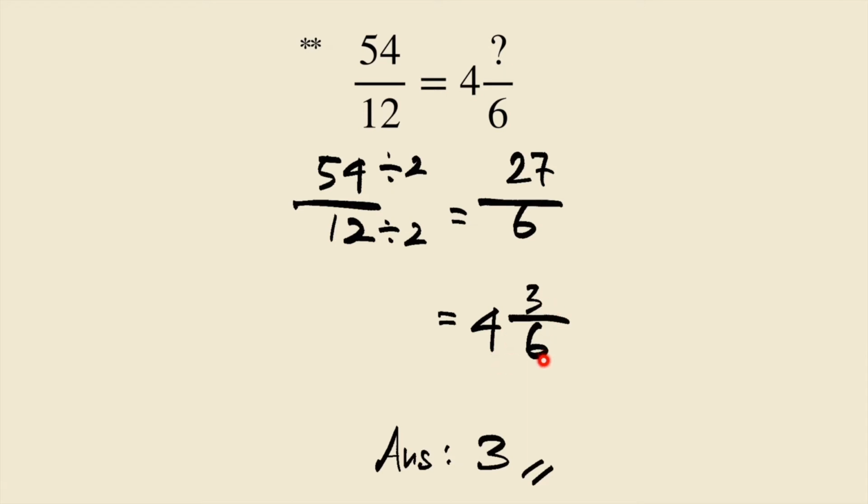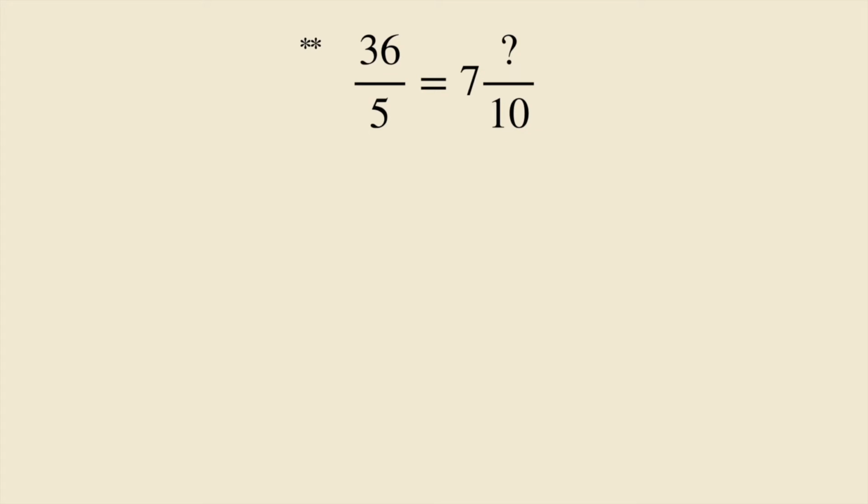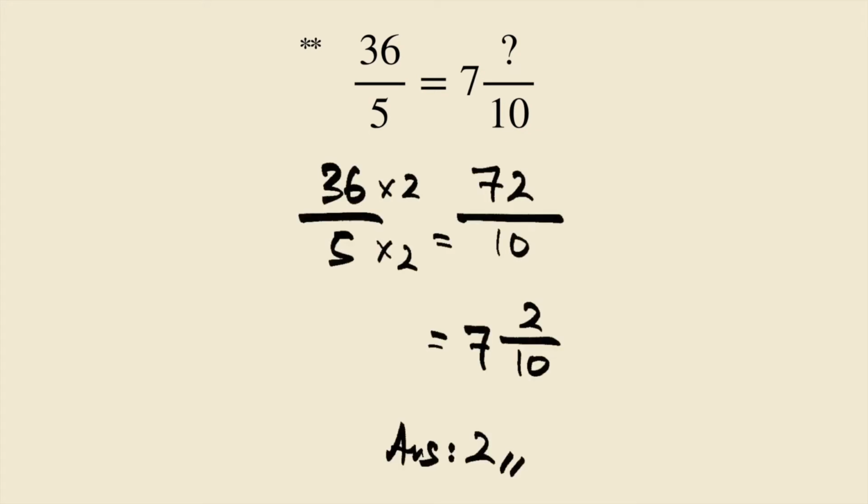So make sure your denominator is the same here. And in this case, it's 6. So what's the numerator here? It's number 3. Okay, so first thing I do is to try and make the denominator 10. So what I can do is to times 2 for top and bottom, giving me 72 over 10. Express this improper fraction as a mixed number, and hey, it's a lucky day. Denominator 10, 7 wholes, numerator 2, and therefore 2 is the missing number.